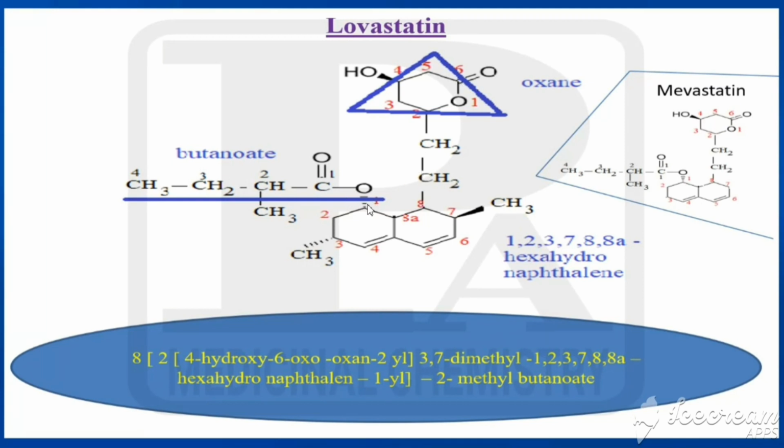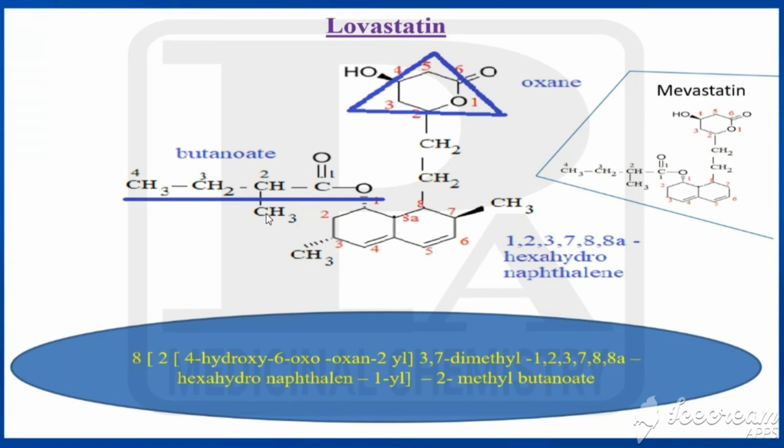And in the 1st position, it is connected with oxygen, and that with a butyl group, that is 4 carbons, so butyl. But this is in ester form, COO is ester. So what is the suffix for ester? That is called ate. So butyl with ate, butanoate. In the butanoate, the 2nd position is connected with the methyl.